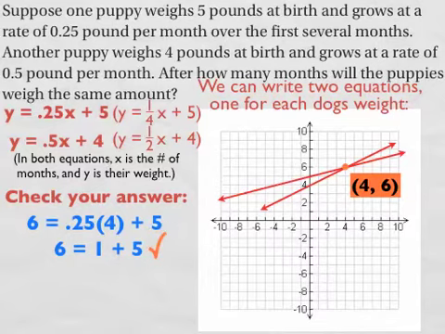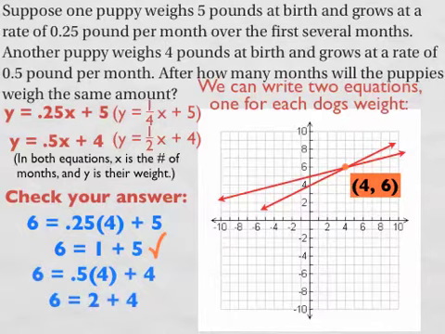Into the second equation, we have y equals 0.5x plus 4. When I plug in 6 and 4, I get 6 equals 0.5 times 4 plus 4. Well, 0.5 is the same as dividing by 2. Half of 4 is 2. So I have 6 equals 2 plus 4. We all know that 2 plus 4 is 6. So this is a true statement as well, which means that (4, 6) is the answer to this system of equations.